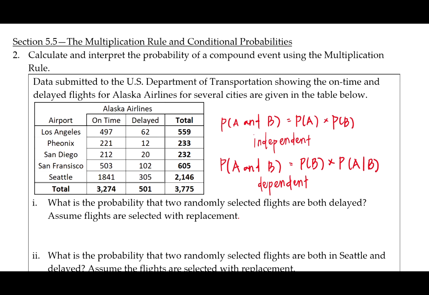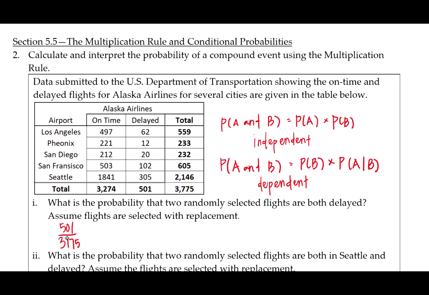What is the probability that two randomly selected flights are both delayed? We're going to use this data that's given to us, submitted to the U.S. Department of Transportation, showing the on-time and delayed flights for Alaska Airlines for several cities. This question, part 1, says, assume flights are selected with replacement. So I have two flights that I need to consider. The first flight needs to be delayed. There are 501 delayed flights in the table out of 3,775 total flights. So that's the probability for my first flight.